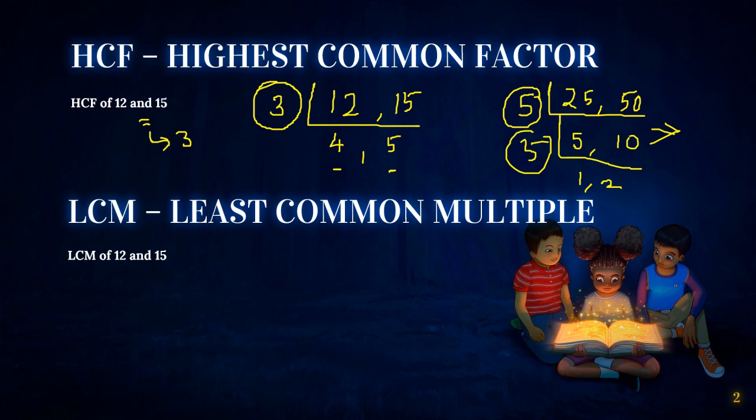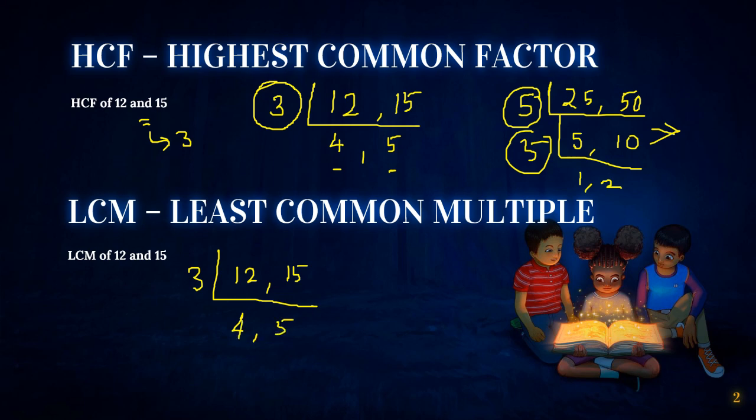Now let us get on to LCM. So LCM is also of the same order. So we are going to take 12 and 15 here and we are again going to start with the same prime factorization. So let us take 3. So 3, 4 and 5.